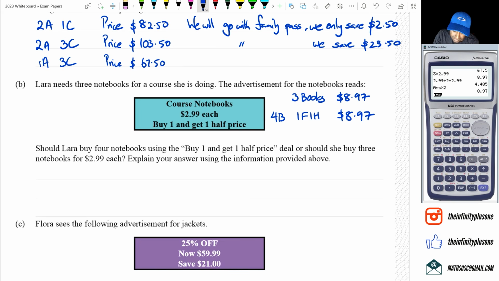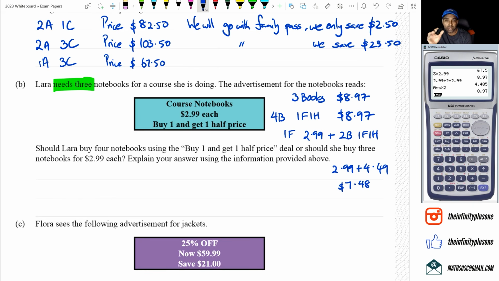But the kicker though is that Lara actually only needs three notebooks, right? So what if she actually decides to get 1 notebook at full price? So 1 notebook at full price, which is going to be $2.99, plus the 2 notebooks where she's going to pay 1 full price and 1 half price. And I think we did that. That was $4.48. So we're going to get $2.99 plus 4.48. What was it? 4.48. We're going to go 4.49, which gives us roughly $7.48.